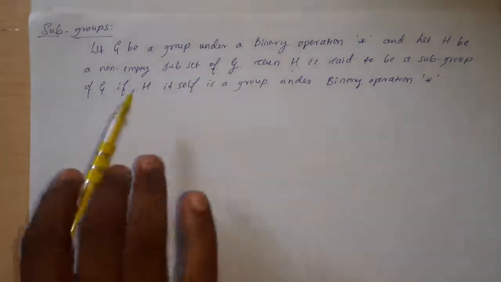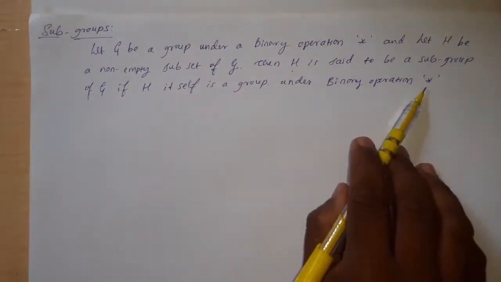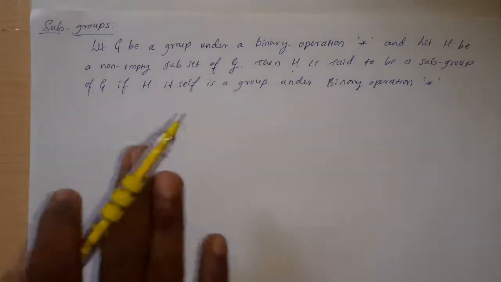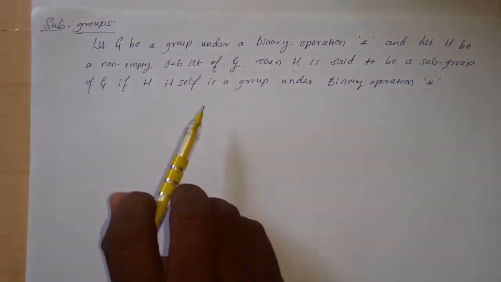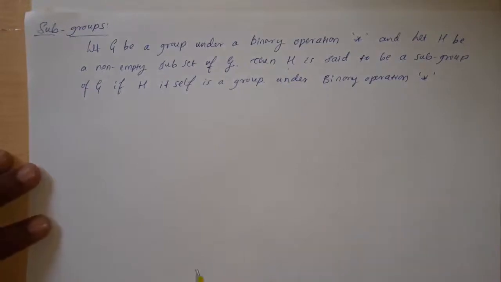It means that here H should independently satisfy all the 4 laws. So, they are closure law, associative law, identity law and inverse law. So, if H independently satisfies those 4 laws under the binary operation star, then that H becomes the subgroup of G, otherwise it will be simply a subset of G. If H satisfies all the 4 laws for the group, then only we can say that that is the subgroup of G.